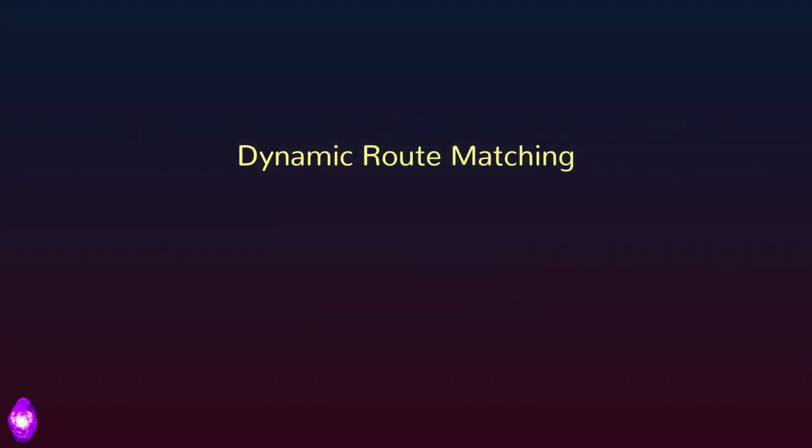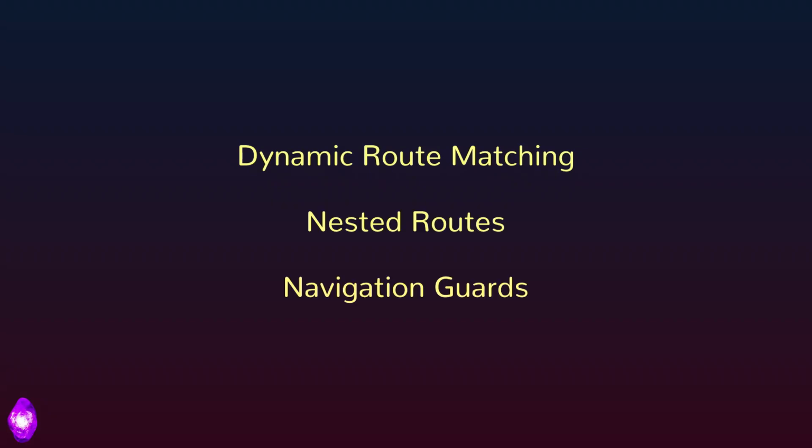Now, this is just the start of what Vue Router provides. We've quickly talked about dynamic route matching, but there's a lot of other things as well. We could do things like nested routes. We can do things like navigation guards. We can do things like async loading with Webpack, and etc., etc.